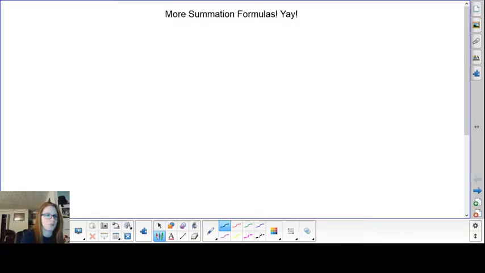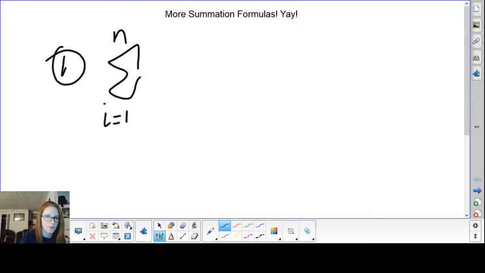my first summation formula is the summation from i equals 1 to n of c, where c is a constant. And I'm going to turn that into c times n. So basically when I take the summation of a constant over and over and over again, it's like saying that constant times n.